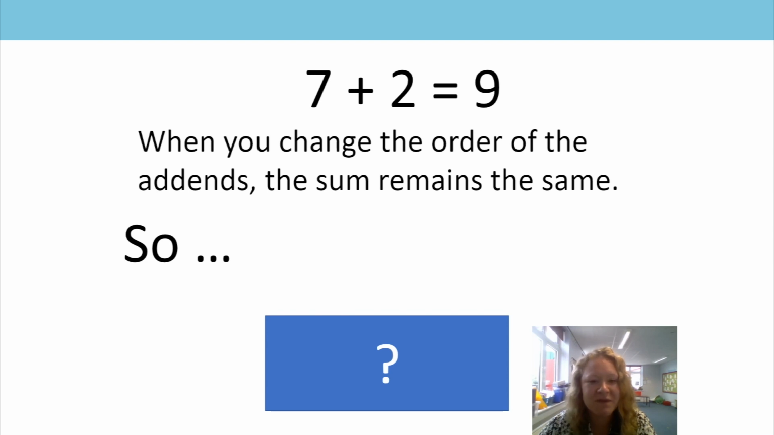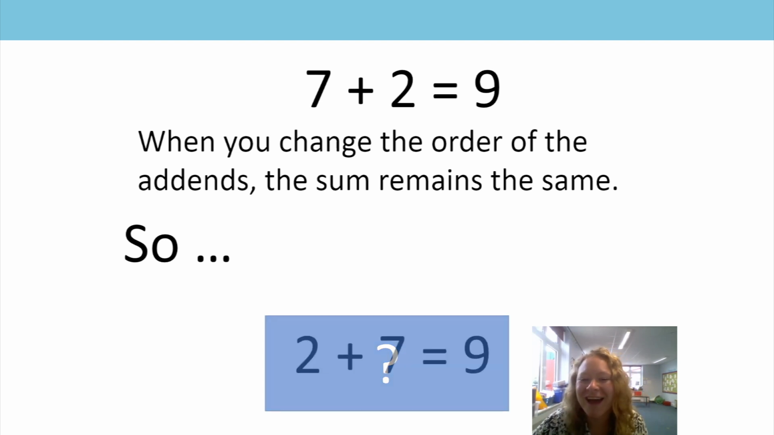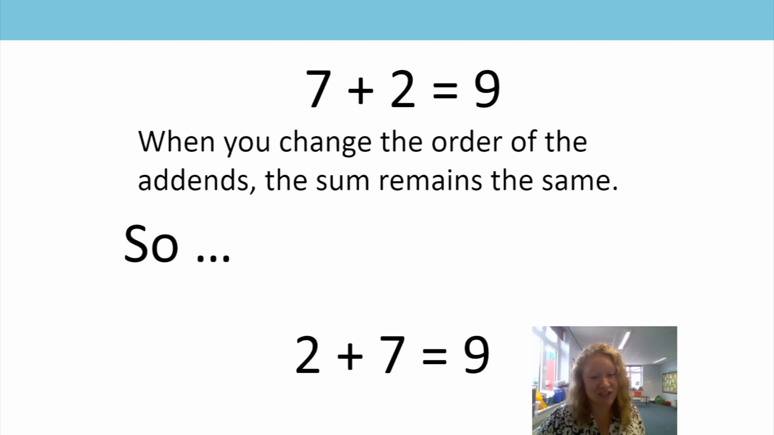But do you remember what we said before? Have a look at this generalisation. When you change the order of the addends, the sum remains the same. So what's going to be down here under my box? What do you think I've done? If we change the order of the addends, the sum remains the same. Tell me. Good. If 7 add 2 is 9, then 2 add 7 is equal to 9. It doesn't matter where the 2 is. If there's a 2 added on in your equation, then it's going to be the next odd number.